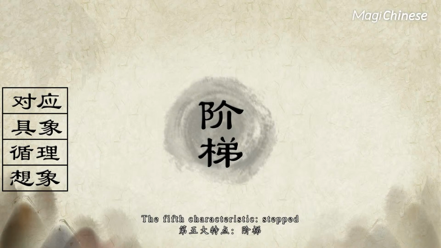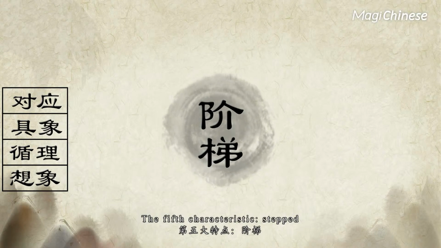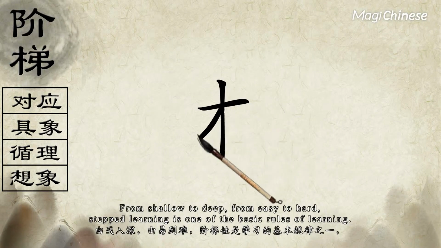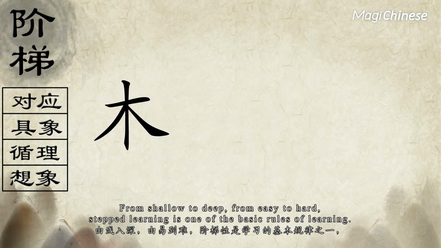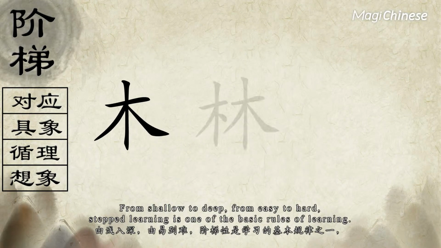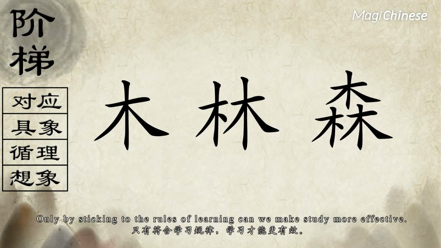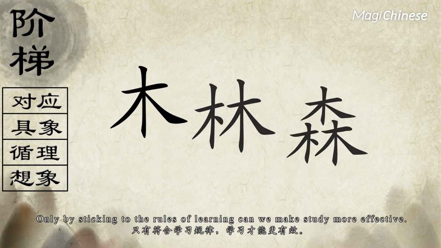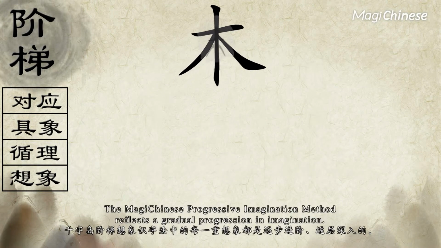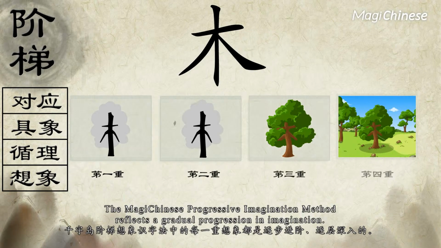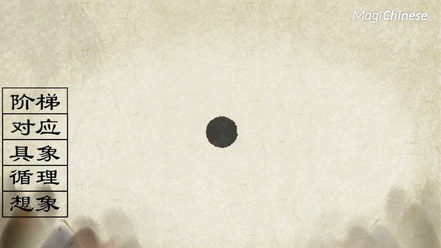The fifth characteristic, stepped. From shallow to deep, from easy to hard, step learning is one of the basic rules of learning. Only by sticking to the rules of learning can we make study more effective. The MagiChinese Progressive Imagination Method reflects a gradual progression in imagination.